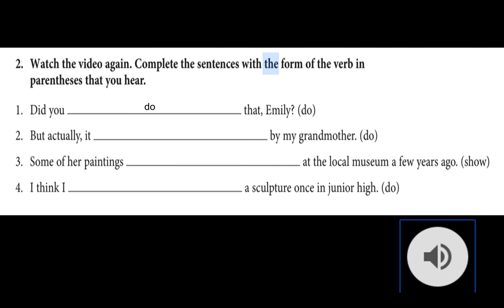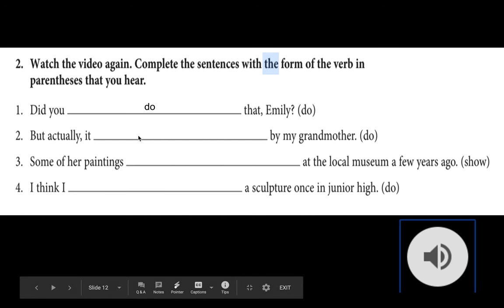Okay, so I like that still life. Did you paint that, Emily? Oh, thank you. I like it too.